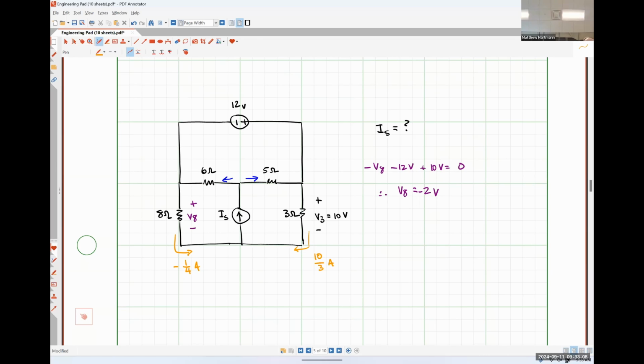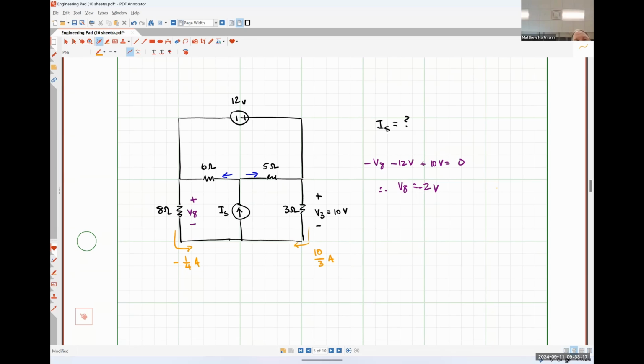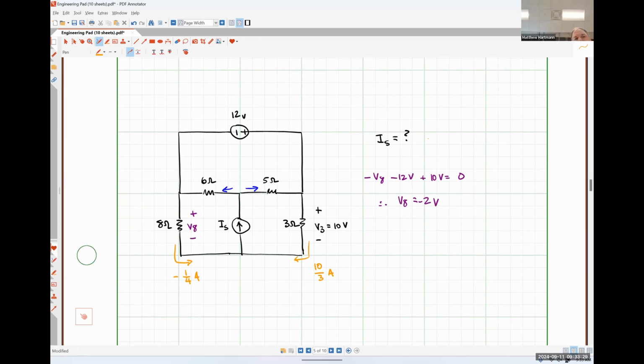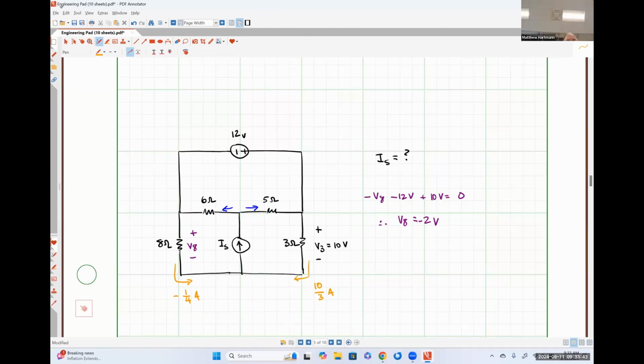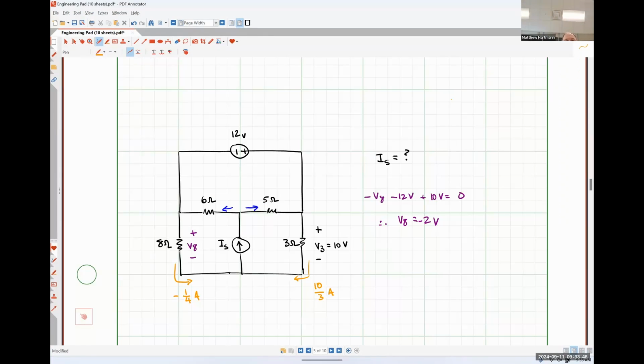We add those guys together. 10/3 minus 1/4 gives me IS is equal to 37/12. My computer's just being weird, it's not going to let me write. Good thing I was done.